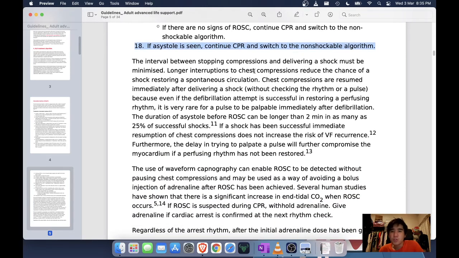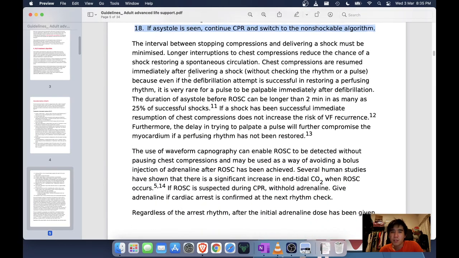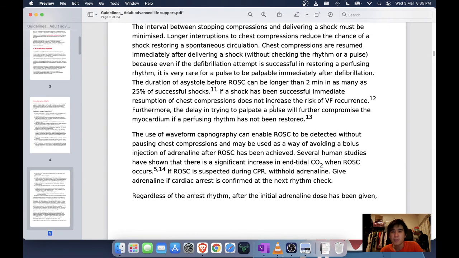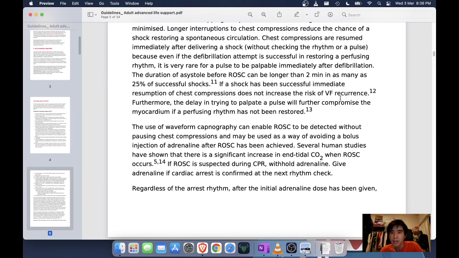The interval between stopping compressions and delivering a shock must be minimized. Longer interruptions to chest compression reduce the chance of the shock returning spontaneous circulation. Chest compressions are resumed immediately after delivering a shock without checking the rhythm or pulse, because even if the defibrillation attempt is successful in restoring a perfusing rhythm, it is very rare for a pulse to be palpable immediately after defibrillation. The duration of asystole before ROSC can be longer than 2 minutes, in as many as 25% of successful shocks. If a shock has been successful, immediate resumption of chest compressions does not increase the risk of VF recurrence.